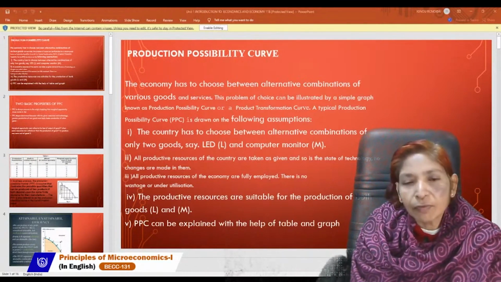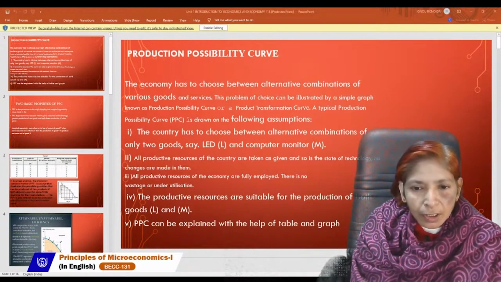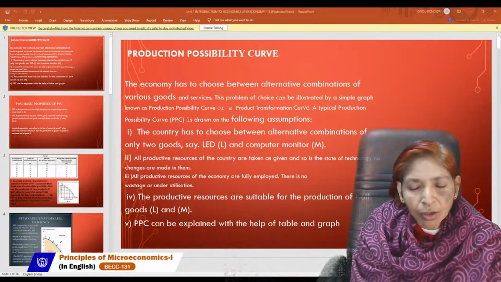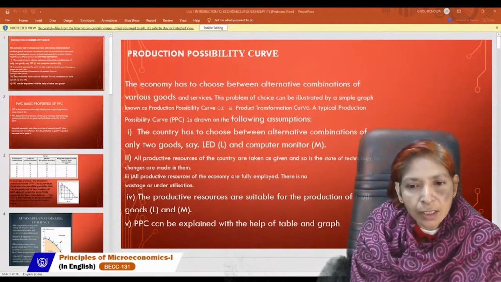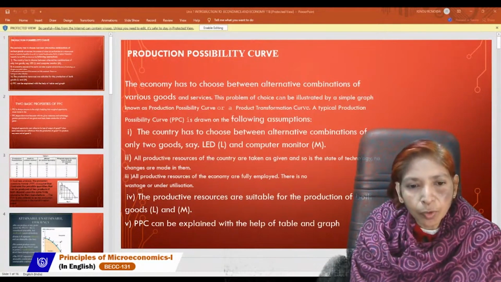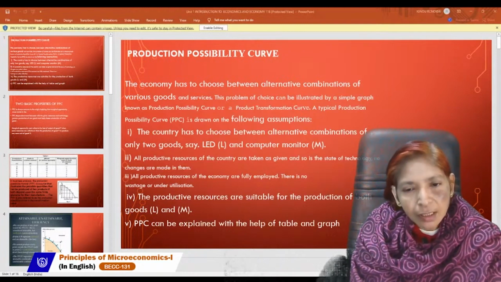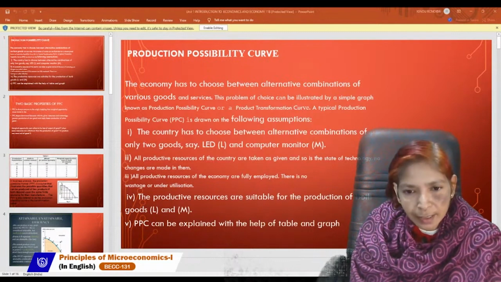Shift right when we discover new resources or technology. If in our economy technology is upgraded, technology becomes advanced, and if we use modern technologies to produce goods and services, then definitely both the goods can be produced in large quantity. In this case, the production possibility curve shifts to the right hand side.